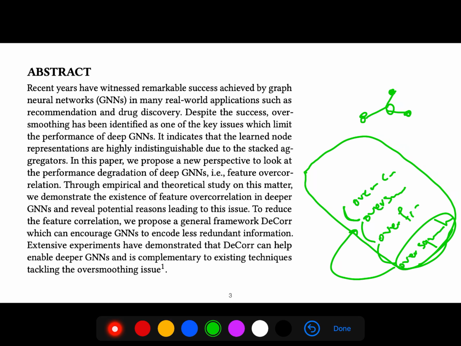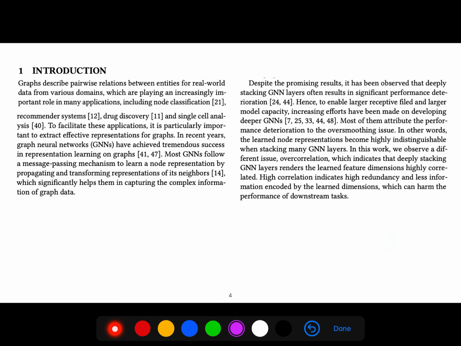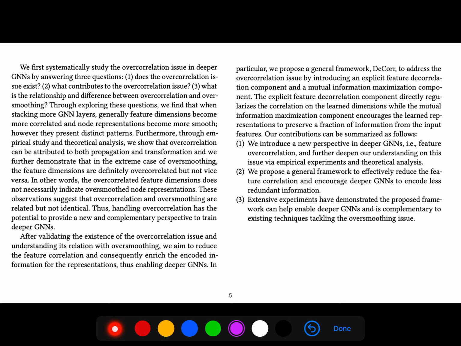So there are fundamental problems in graph neural networks that in this playlist we will talk about. We will be talking about, for example, positional encoding in one of the videos. And this paper only focuses on overcorrelation. To reduce the feature correlation, they propose this model, DeCorr. So these are their contributions. Also, they tackle over-smoothing.